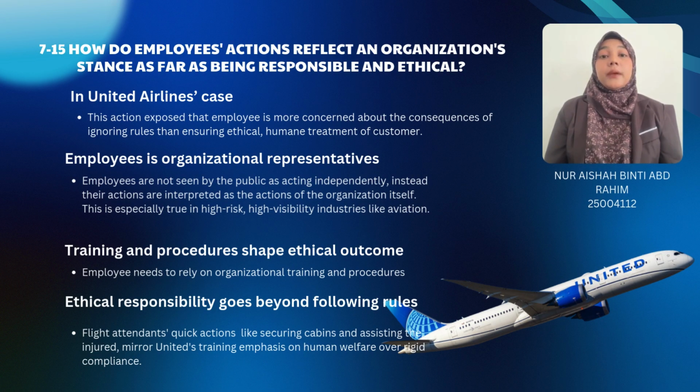Training and procedures shape ethical outcomes. As you can see, an employee needs to rely on organizational training and procedure. If crew follow safety protocol, it will reflect that United Airlines has invested in safety training with clearly communicated ethical priorities and empowered employees to act decisively for passenger welfare. The employees are trained to prioritize rules and operational efficiency and resolve bookings quickly. Yet, they lack ethical training, which leads employees to make poor moral decisions under pressure.